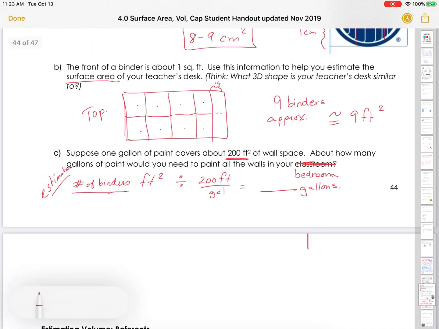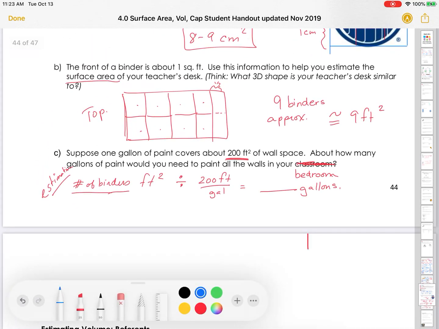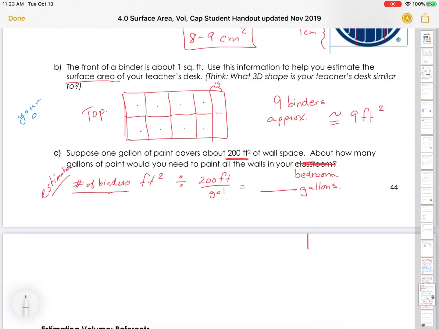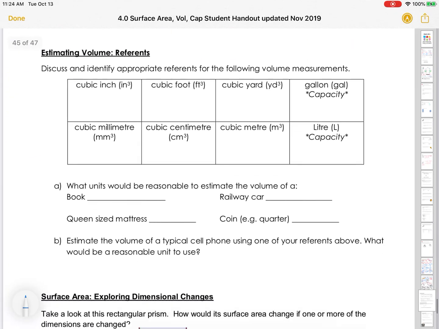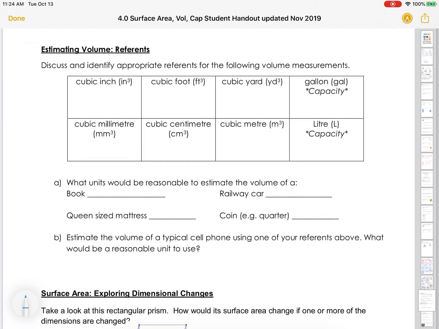All right, estimating volume. For this one, I want you to do your own desk. The whole surface area, I just did the top of this, the teacher's desk. So you're going to do your whole desk, and for this one, you're going to do your bedroom, okay? Estimating volume, reference. Discuss and identify appropriate reference for the following volume measurement.